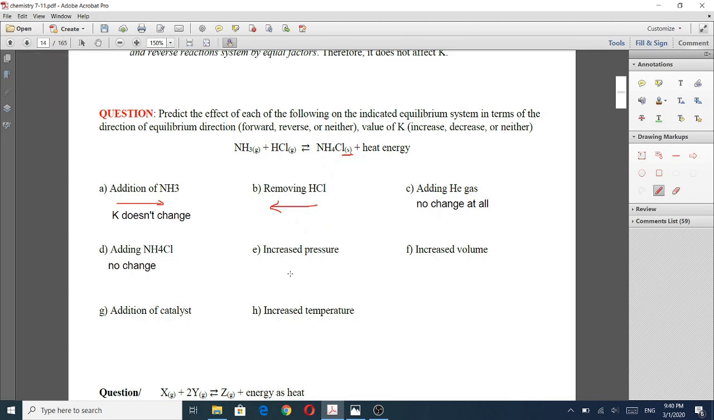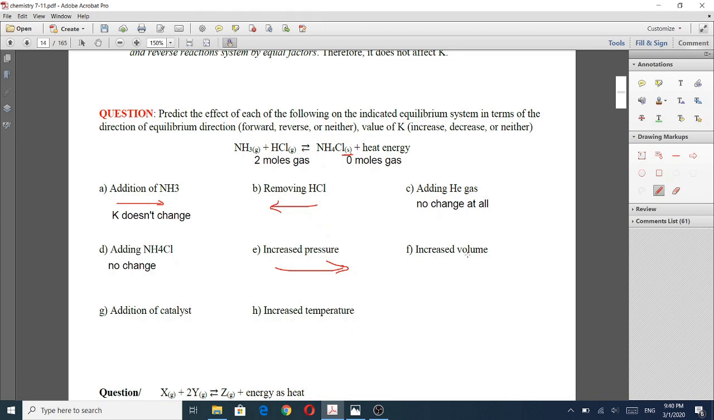What about increased pressure? We have to count the number of moles on the reactant side and the product side. For example, here, you can see that 2 moles of gas are on the reactant side, while on the product side, 0 moles of gas are present. So the direction of the shift will be from the higher mole of gas towards the lower mole of gas. The direction of the shift will be forward.